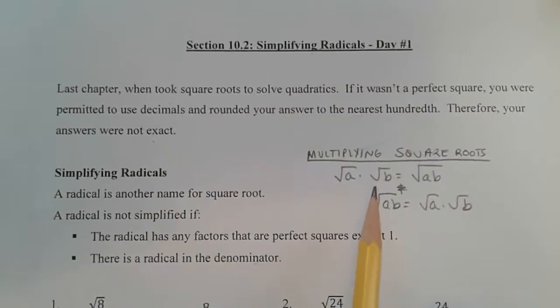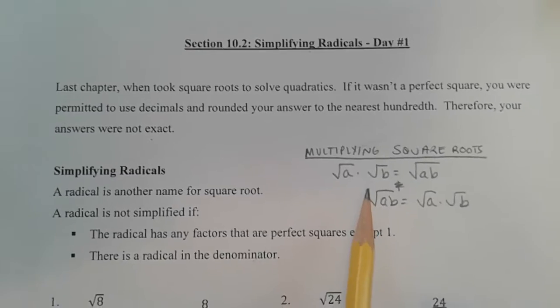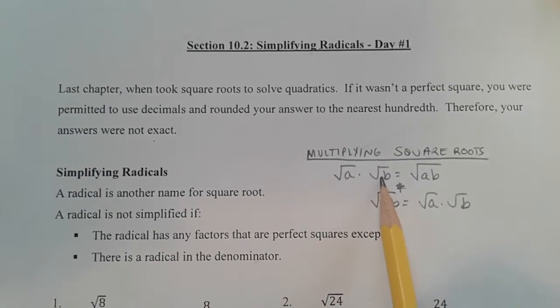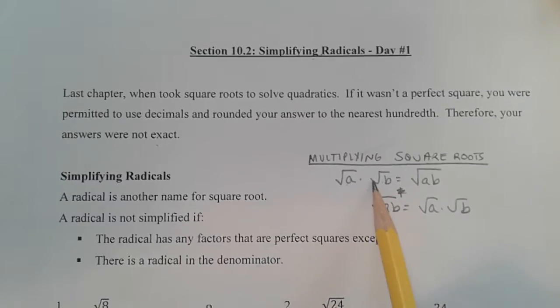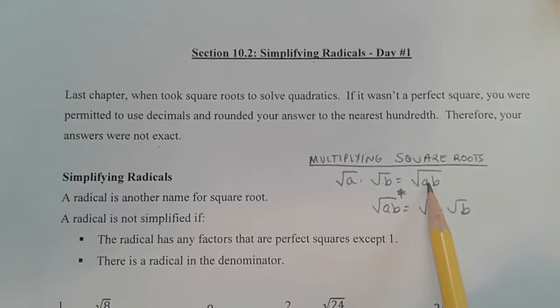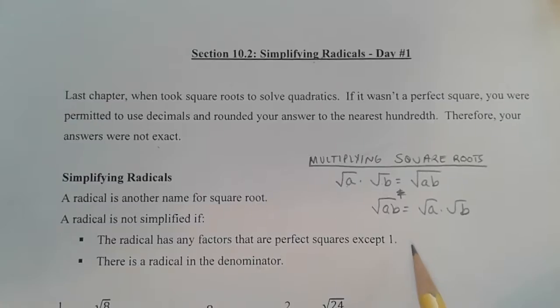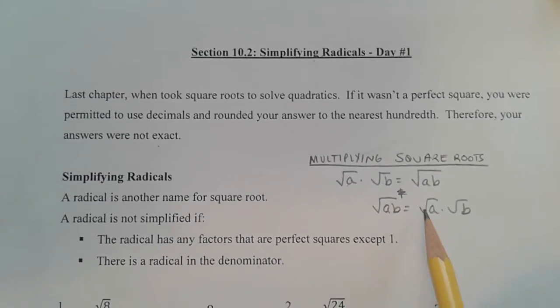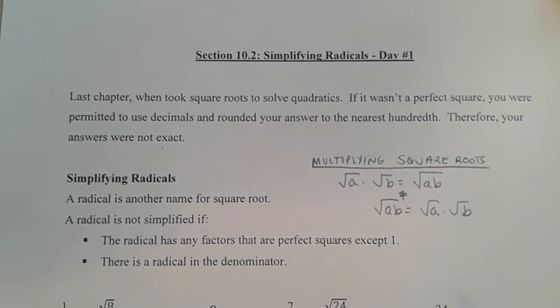And the one property we're going to be using this week and next week is this one single property that says if you have a square root times another square root, you can multiply the two numbers together and write that as the square root of AB, of the product. And in the other direction, if you have a square root of a big number, you can break it down into the square root of two of its factors.